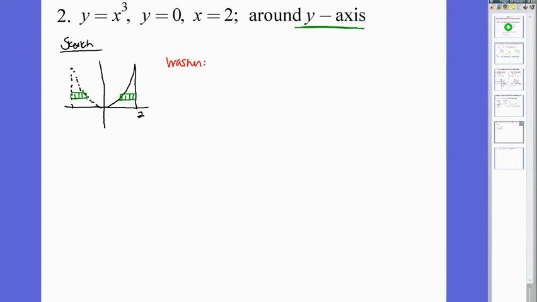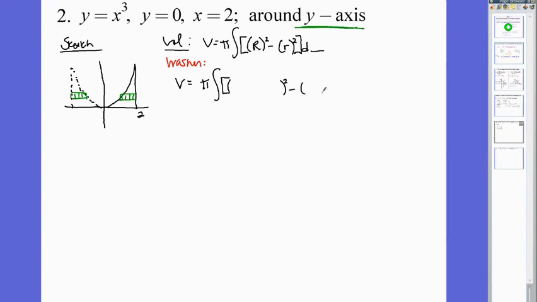So when we go ahead and start setting up our volume, we know that our basic volume for a washer is pi integral bracket big R squared minus little r squared, close bracket, d blank. That's going to be your basic format for every washer problem that you encounter. So I'm just going to say V equals pi integral bracket. Let's leave a big space for big R squared, leave a big parenthesis space for little r squared, close bracket, d blank.